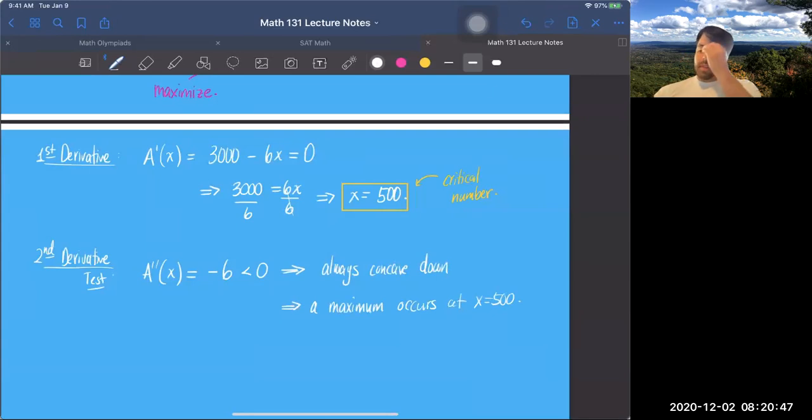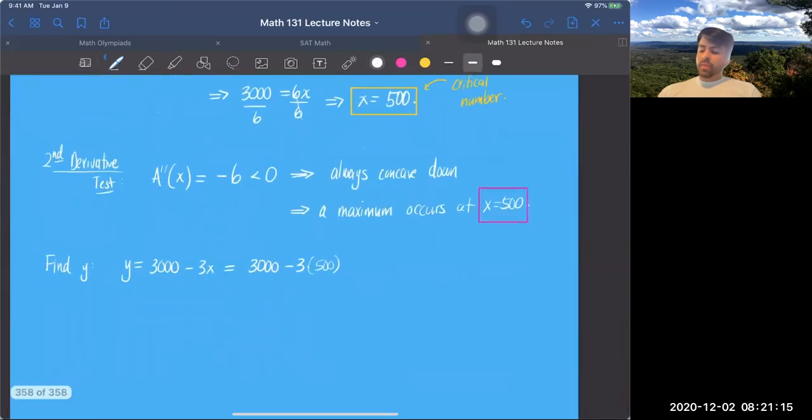So once we have x equals 500, we get to figure out the dimension of y. Remember what was the y? So find y now. Well, I know that y equals 3,000 minus 3x. If I found out what x is, all I have to do is plug in. And I get 3,000 minus 3 times 500. That equals 3,000 minus 1,500, which is 1,500. And this is 1,500 yards.